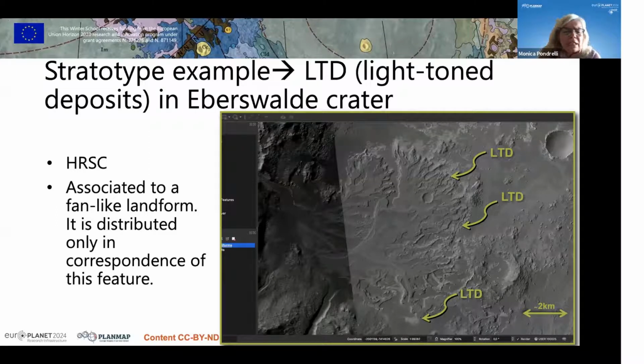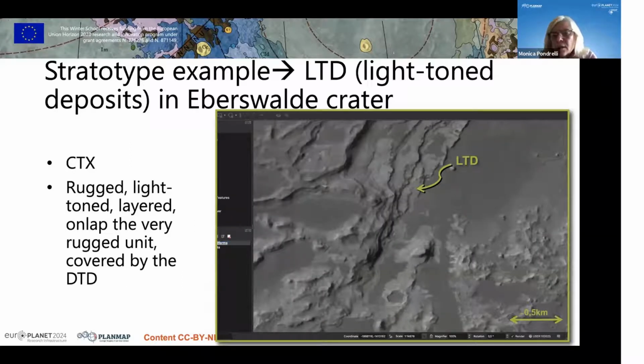Basically, what we can say is that this unit is associated to a fan-like landform. It's only distributed in correspondence of the landform. We can observe some layering maybe, but not so much more. We move to CTX. In CTX, we can see that this unit is actually rugged, that is, of course, light tone, that is layered. And we can see that it's covered by the dark tone deposits.